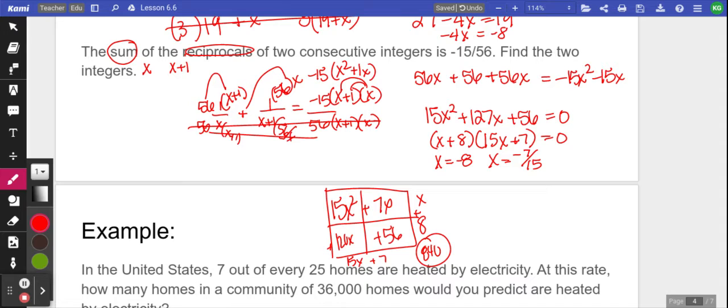And if I do the reciprocal, 1 over -8 plus 1 over -7, that one works. And if I do -15 over 7 plus, its reciprocal, it's the next integer. Well, it says integers, and integers are whole, negative, and positive numbers. So I know it has to be -8, and the next one in line would be -7.